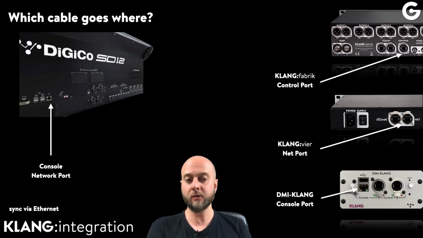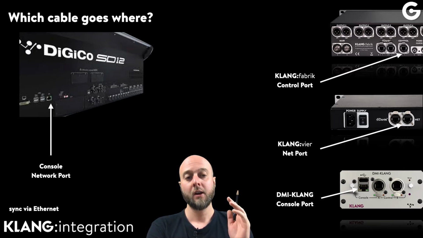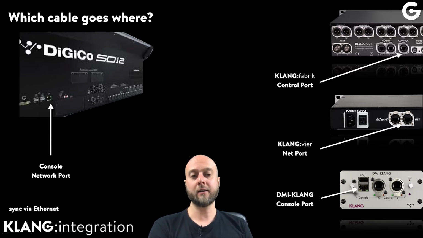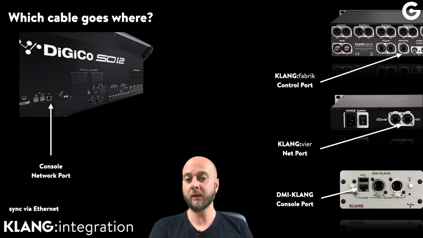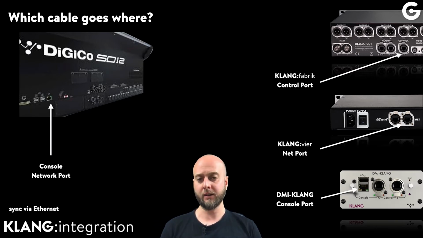If we're using a Quantum console, we will find multiple network ports which are switched internally, so you can just pick any of those. In the KLANG devices, we also always have at least one network port. In Fabrik, it's called control port. In KLANG 4, it's called net port. And in DMI KLANG, it's called console port. In DMI KLANG, you can actually see 3 network ports. And all those network ports are doing the same thing. So there's a switch behind them. So actually, you can pick any of these.